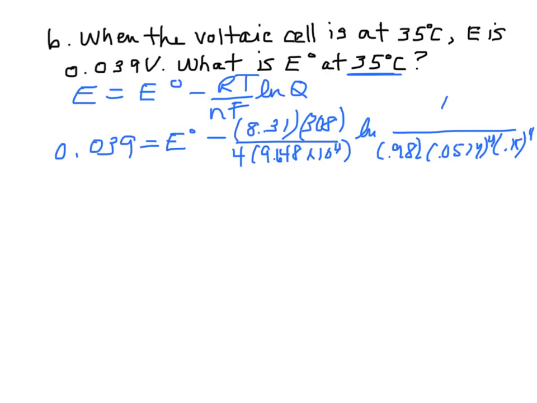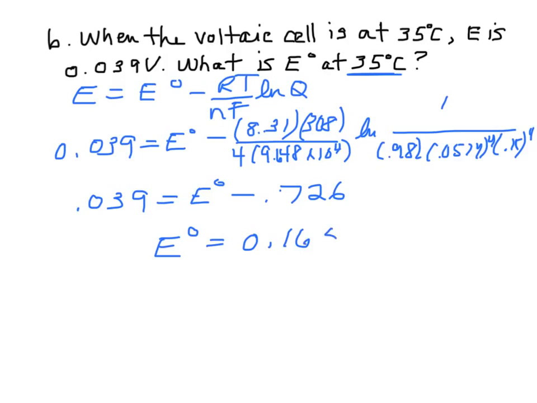And you get 0.039 equals E0 minus 0.126. So E0 is 0.165 volts. And that's your voltage. So it becomes actually a little bit more spontaneous at that higher temperature. So that's how you use your Nernst equation.